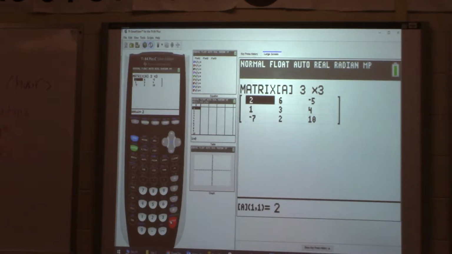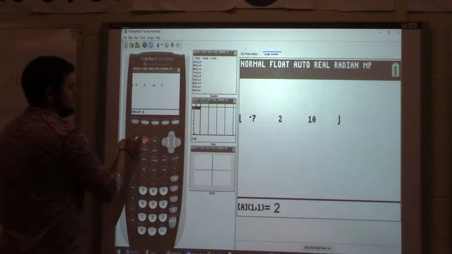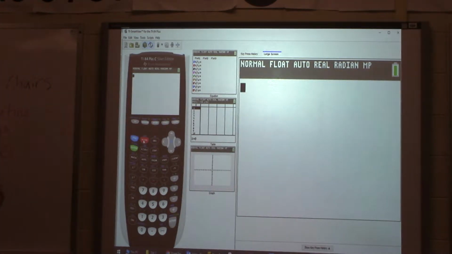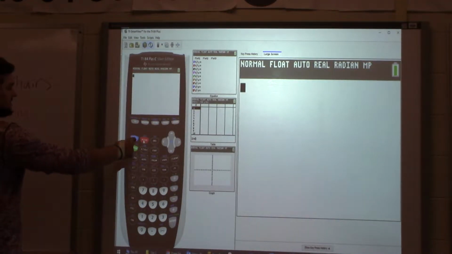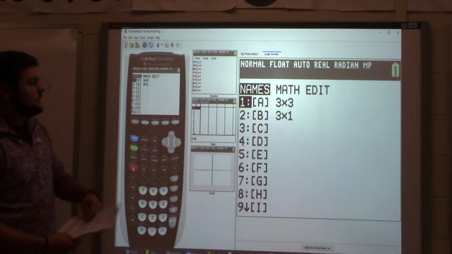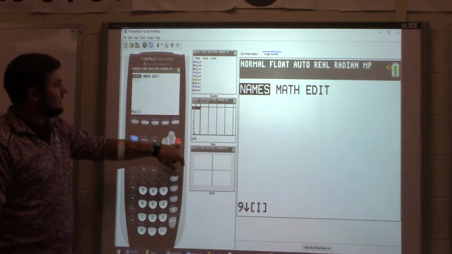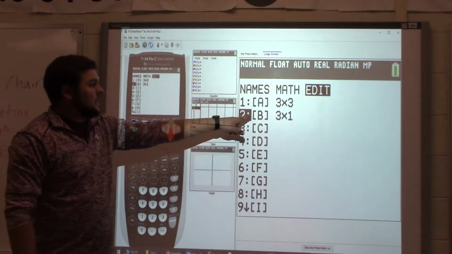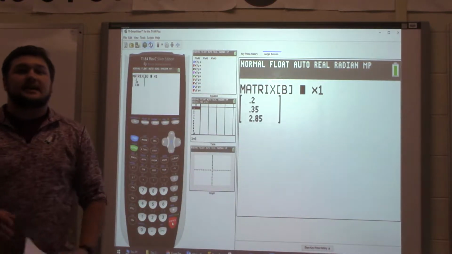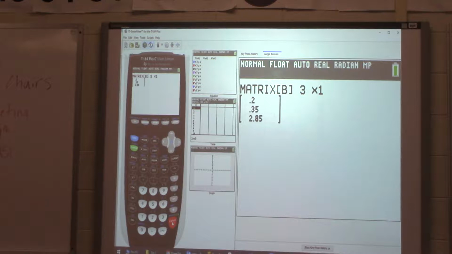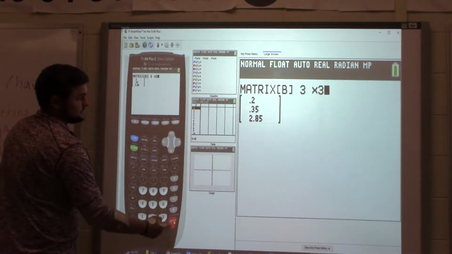Everyone has that in? Alright, so what you need to do then is hit second quit or second mode. It's going to disappear, that's okay. It saved it in there, and now you're going back to your main screen. Then we're going back in there: second, x to the negative 1. You should see 3 by 3 next to A. Go over to edit, go down to B and hit enter, because we need to make a second matrix since we're multiplying 2 matrices together. This one's also a 3 by 3.